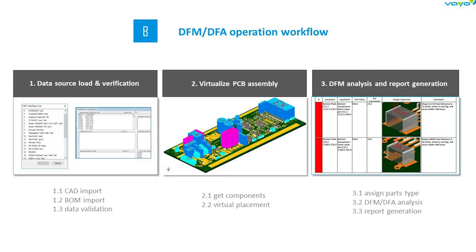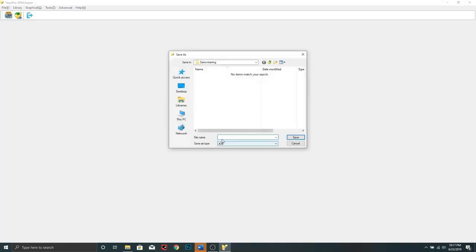DFM Expert operational workflow is divided into 3 sections. A. Data source load and verification. B. Virtual PCB assembly. And C. DFM analysis and report generation. For a detailed explanation of each button, you can refer to operational manual in installation directory, .help. Now let's load data source and verify them.